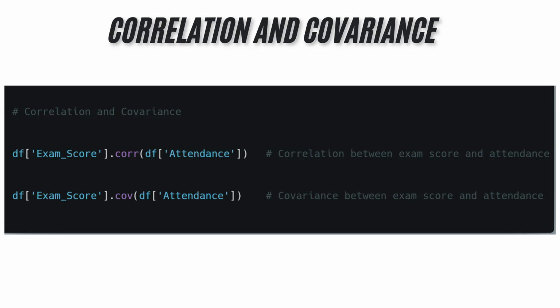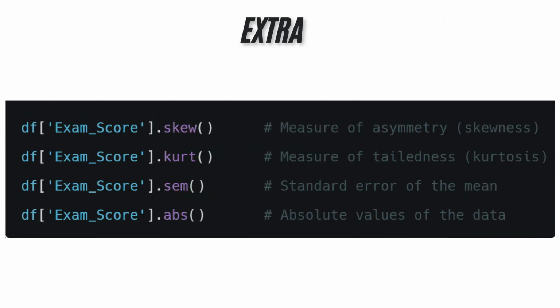There are other statistical methods that we can also look at. These are miscellaneous statistical methods. The skew, which helps us to measure asymmetry. We have the kurt, which helps us to measure the tailedness. We have the sem, which is the standard error of the mean. And then we have the abs, which gives us absolute values of our data. So these are some methods that we can use to help analyze the shape and spread of our data in more detail.